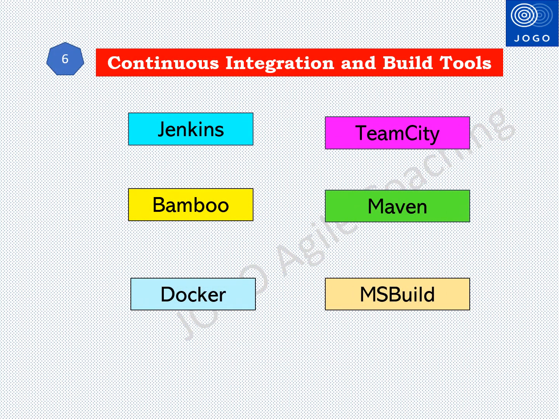Continuous integration and build is another key activity performed by the Agile teams. Continuous integration helps the team maintain a single source repository, resolve code quality issues, and address compilation errors quickly. A few popular tools used in the industry for continuous integration and builds are Jenkins, TeamCity, Bamboo, Maven, Docker, and MSBuild.